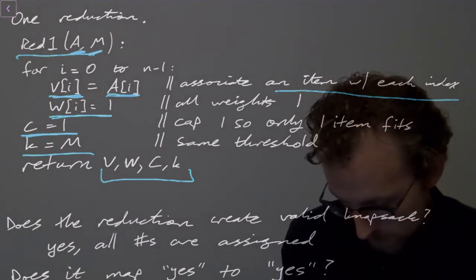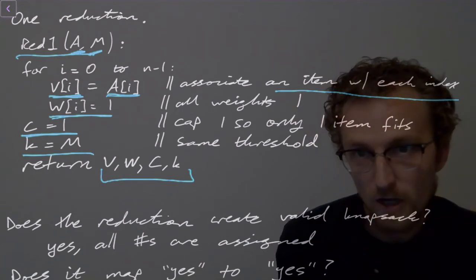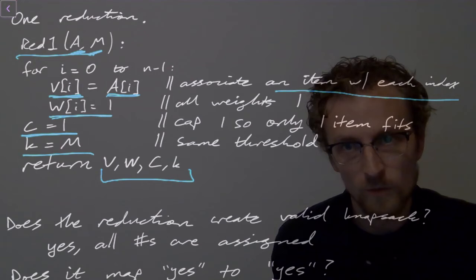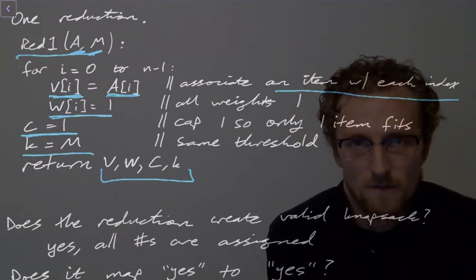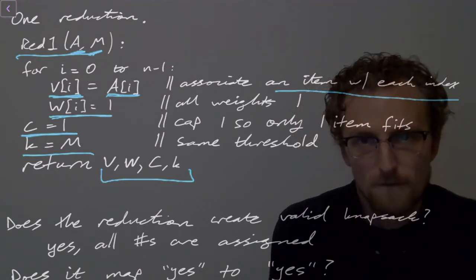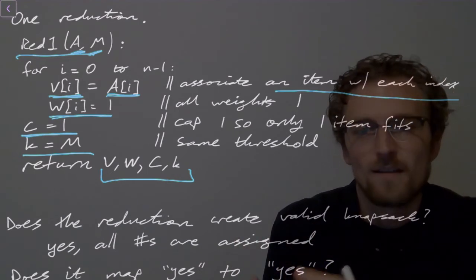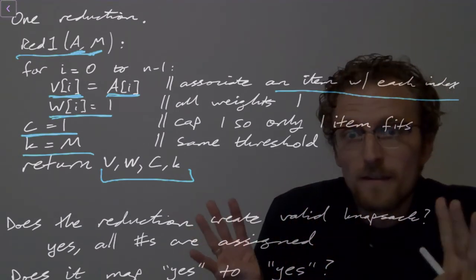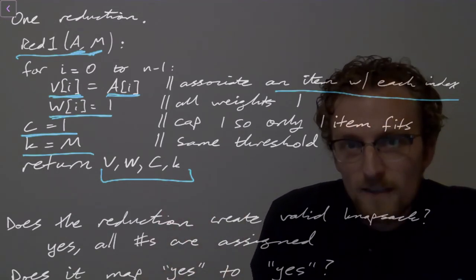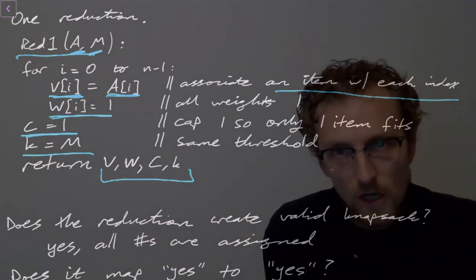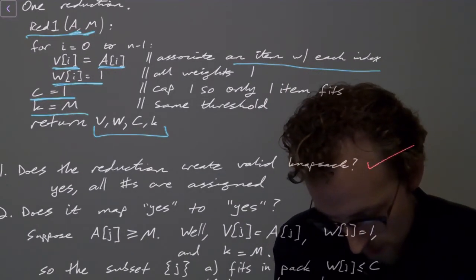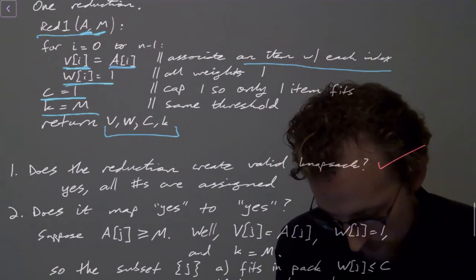Okay, so the first question is, does this reduction create a valid instance of the decision version of the knapsack problem? And of course it does, right? It returns us values, weights, capacity, and threshold, right? So if I have those 4 things, it's a valid instance of the knapsack problem. So we're good to go there, right? So that's a check mark. So check on this. So what's our second question, all right?